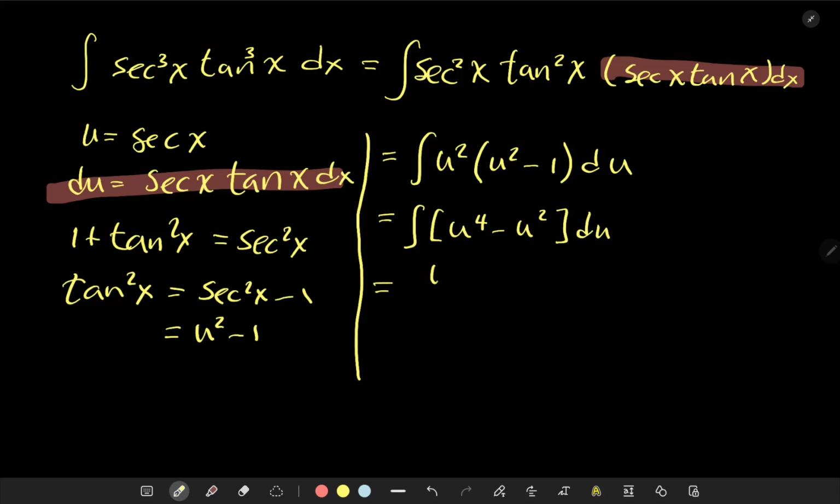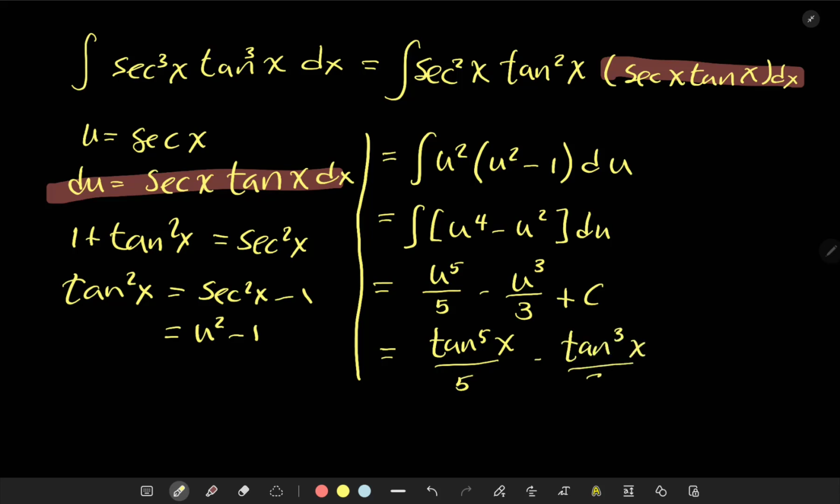So in this case, we get u to the 5th over 5 minus u cubed over 3, plus c, which is going to be tangent to the 5th over 5 minus tangent cubed over 3 plus c. So that's another case. So we had the case when secant is to an even power, independently of what the tangent is doing.